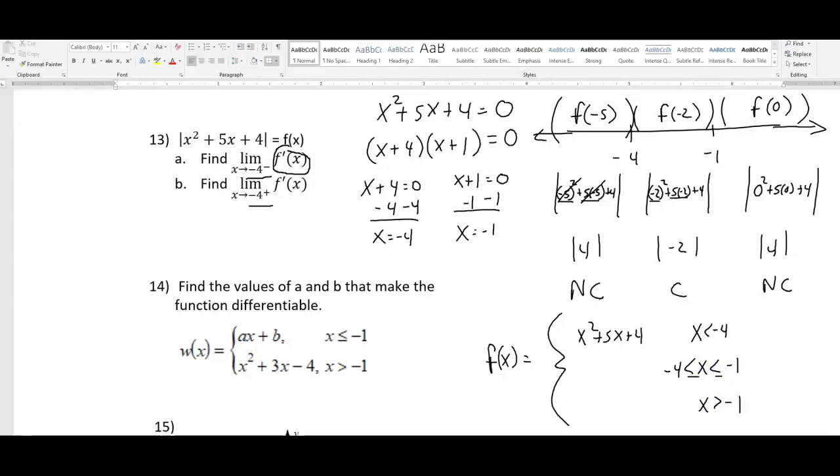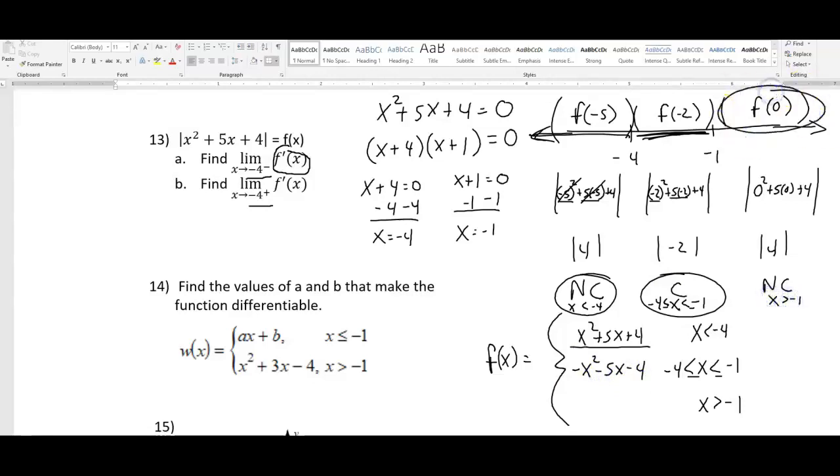And what we determined is that for all x less than -4, there was no change. So the polynomial stays exactly the same. We found that for x values between -4 and -1, there was a change. So all the signs are going to change here of this part. And then for the last one, where x is greater than -1, there was no change. So once again, x squared plus 5x plus 4.